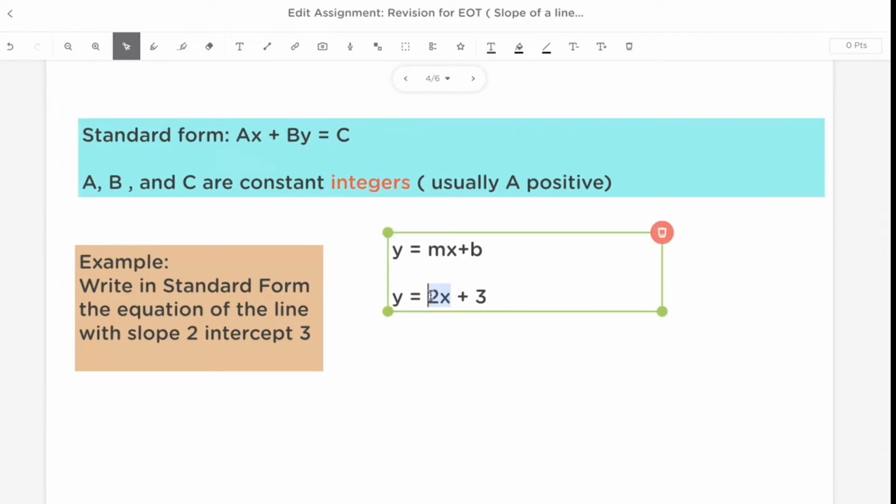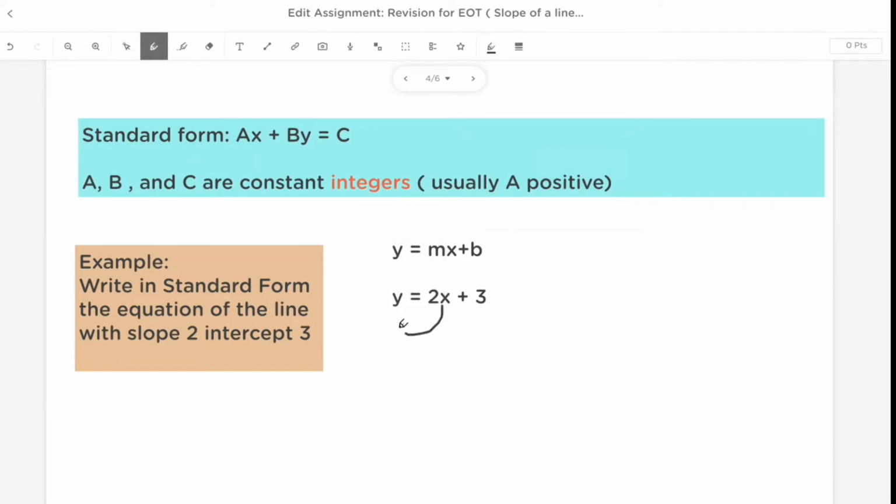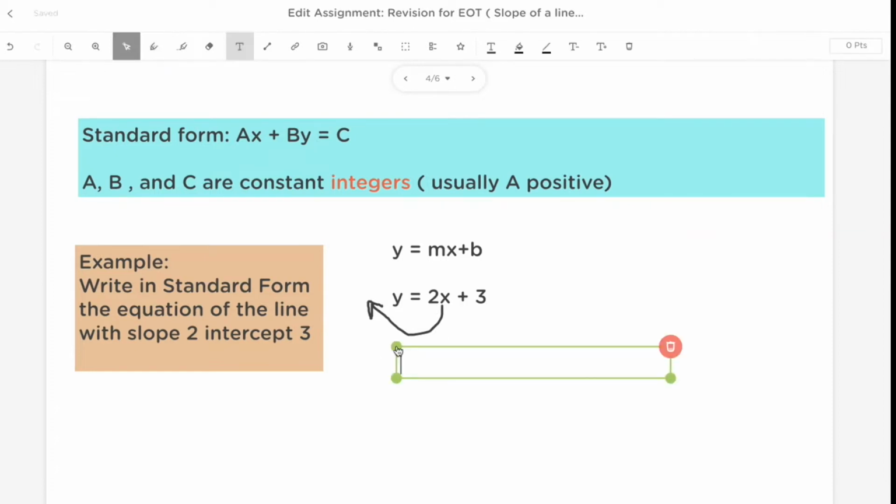So this 2x should move from this side to this side. By subtraction, you get minus 2x, or negative 2x, plus y equals 3. If you don't understand, stop me and say explain.